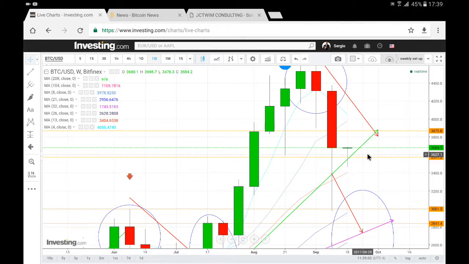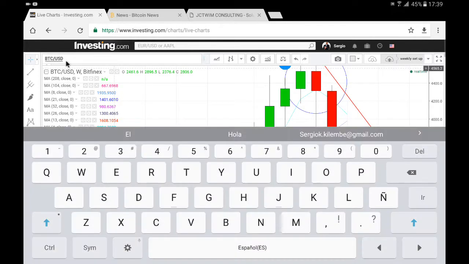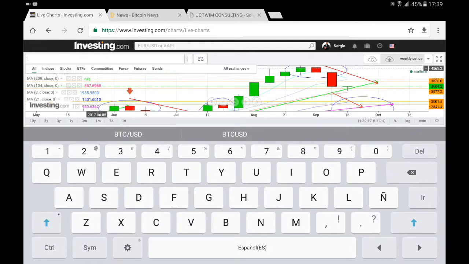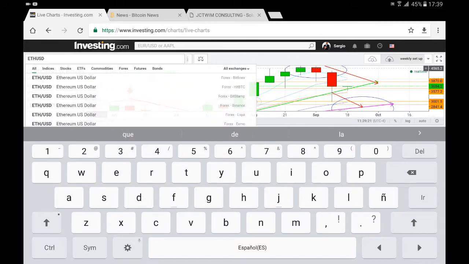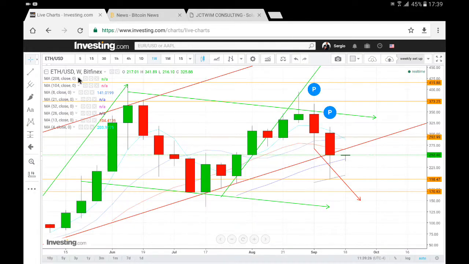Or if you wait at that particular convergence point over here at $4,000, you can see sideways movement. But at the end of the day, boom, another leg down. And now, let's have a look at Ethereum, Bitfinex also. Okay, Ethereum, exactly the same thing.